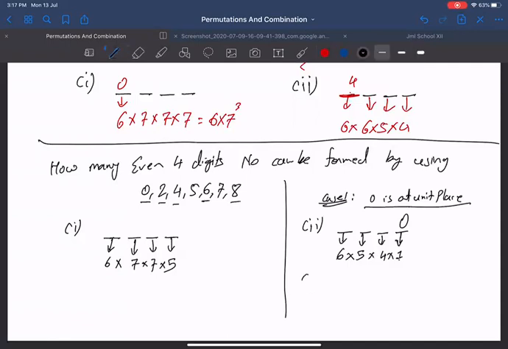Achha, select. When 0 is not at unit place.